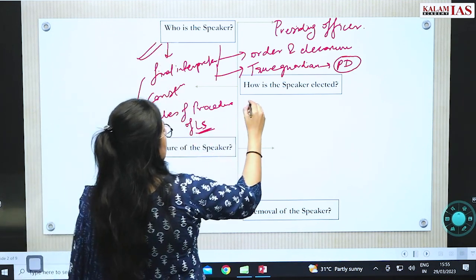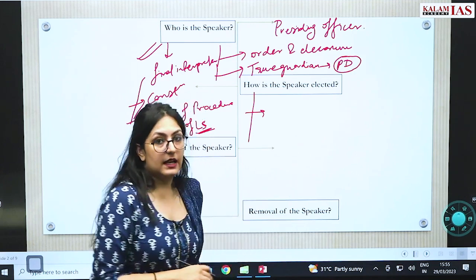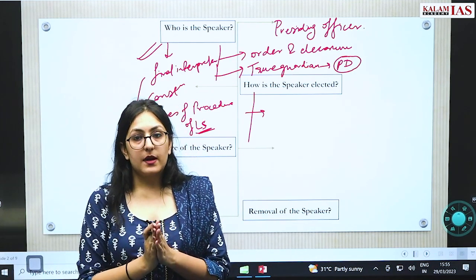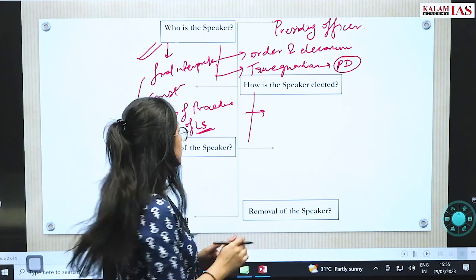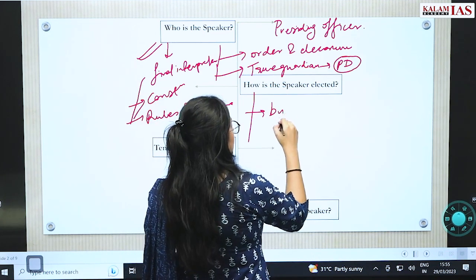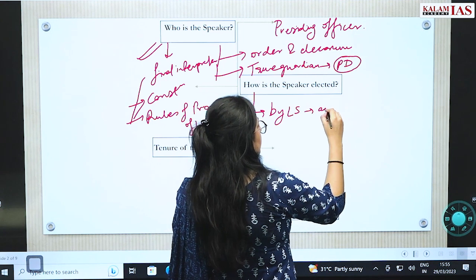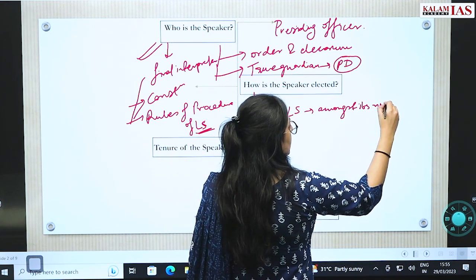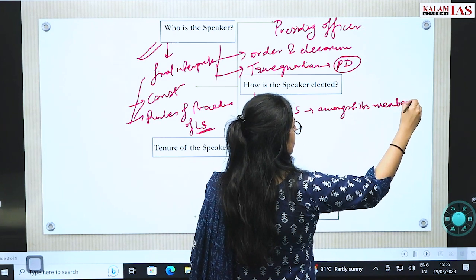Now, how is he elected? Now, Speaker, we know that he is elected from amongst its members. So, he is elected by the Lok Sabha from amongst its members. So, he is the member of the Lok Sabha, right?